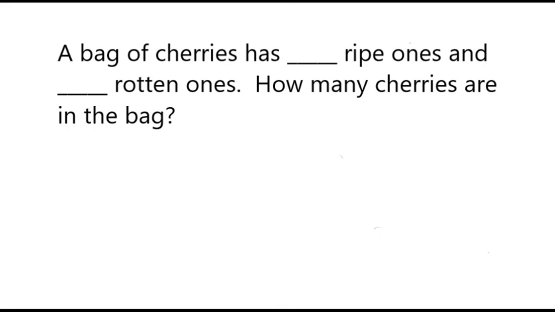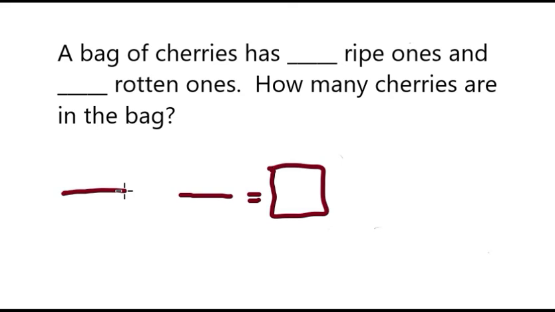Now, we look at this and we need to go ahead and build our problem. So I'm going to go ahead and put a blank line here to represent our first one, which is going to be ripe cherries. And we're going to have a second line right here, and that's going to represent the rotten cherries. And of course, I'm going to have an equal sign, and I'm going to have a box to represent our bag of cherries, or our final answer.